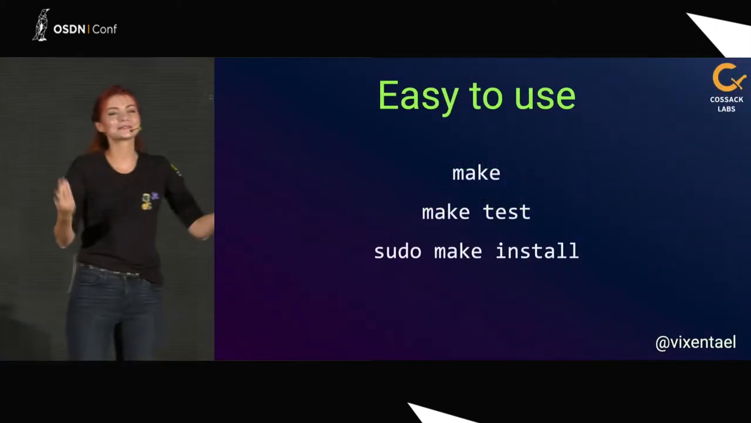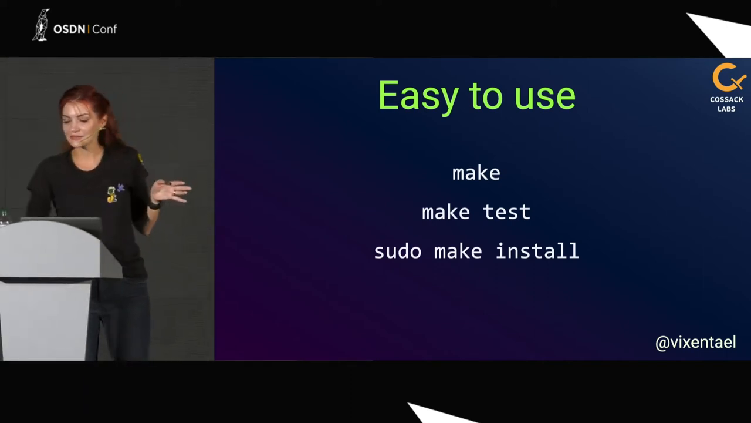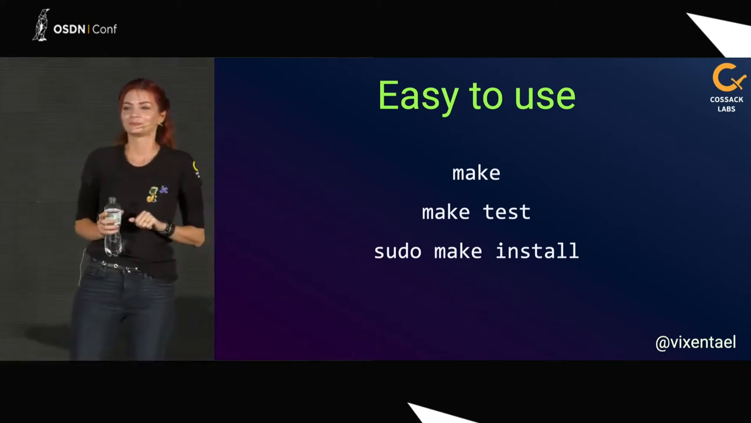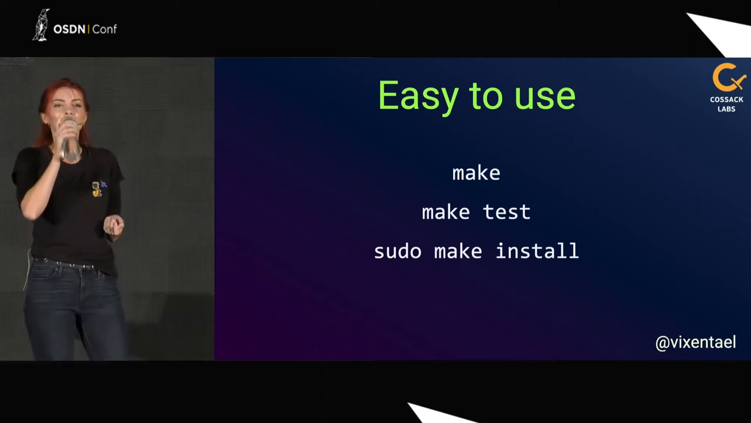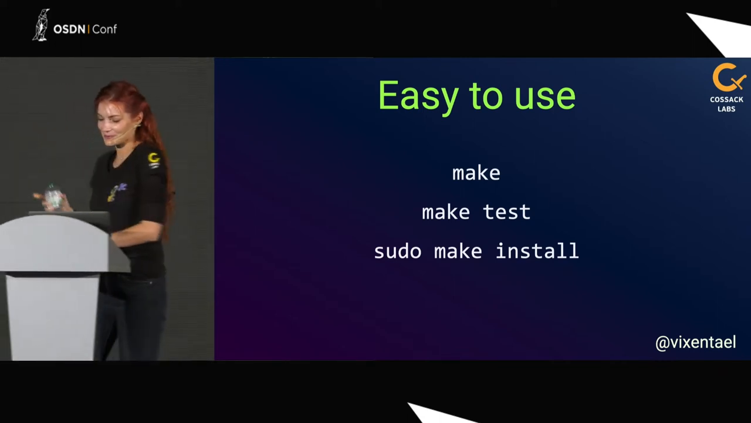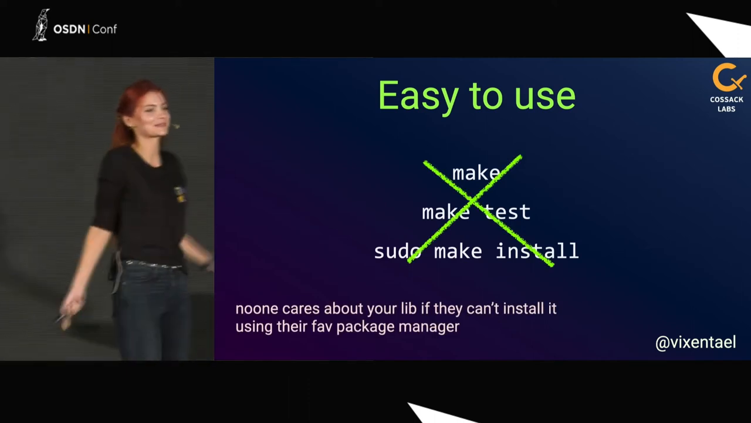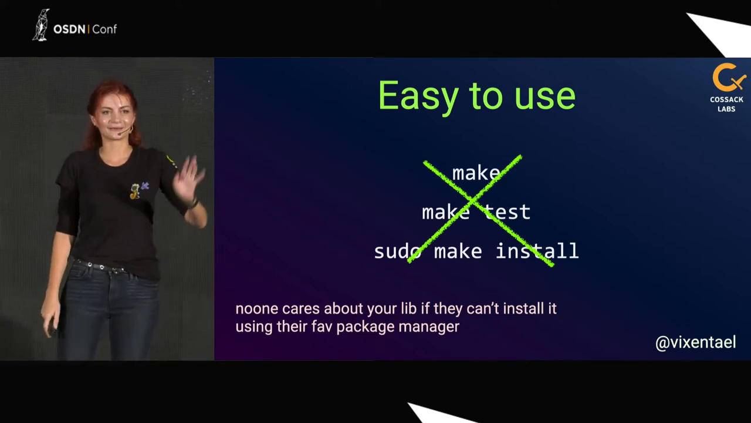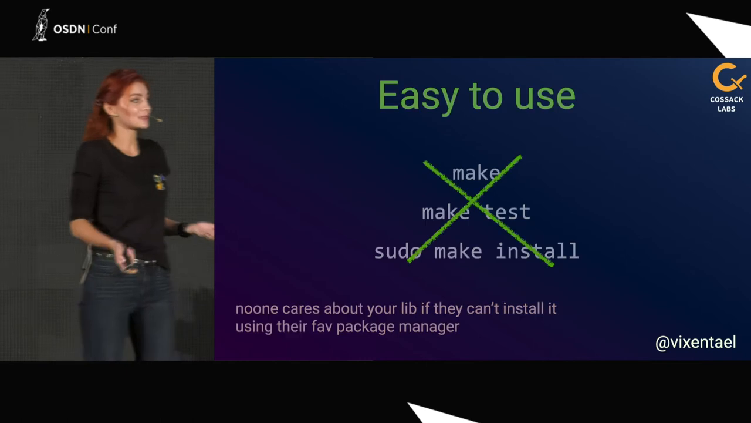Because what does easy to use mean? Take a look at this. I copy-pasted it from the README of one very, very popular open source cryptographic library. Can you guess the library? Say it again. OpenSSL, right. Obviously, no one will use your library if they won't be able to install it. And many people, when they see a README like this, think, oh no, I will select another library. And this is what easy to use means.